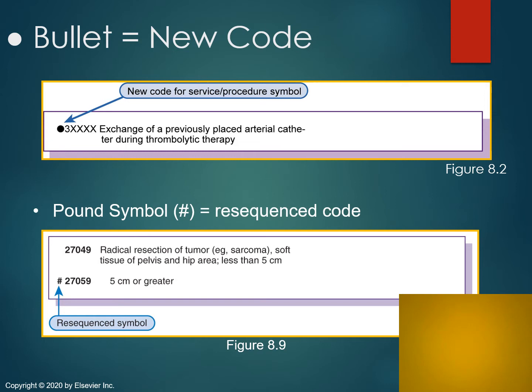The pound symbol is a resequence code, and you'll see this in your actual CPT book. Whenever you see this bullet here, you'll know that that's a new code. And the pound symbol is a resequence code.